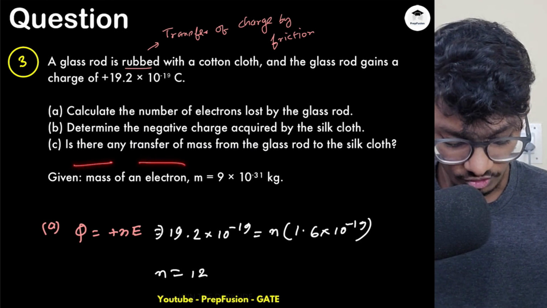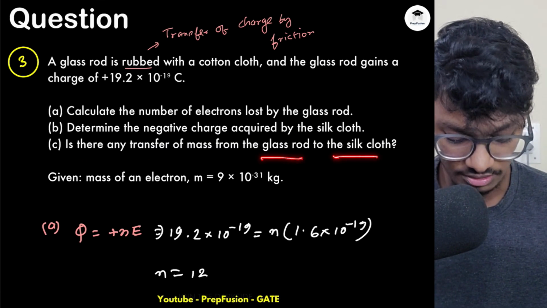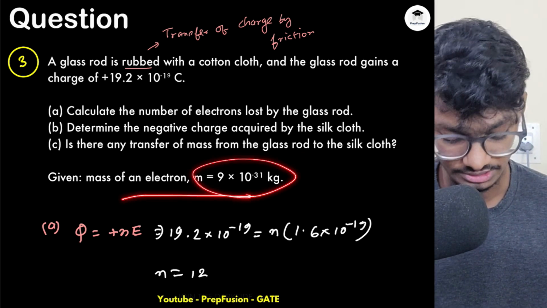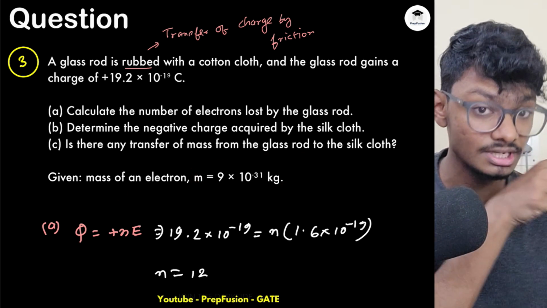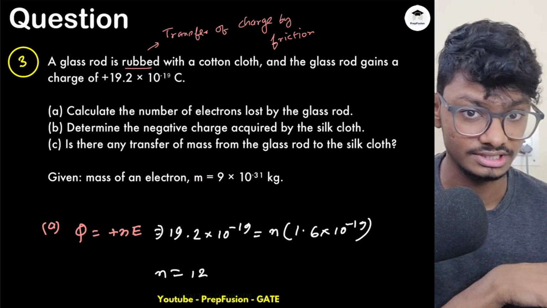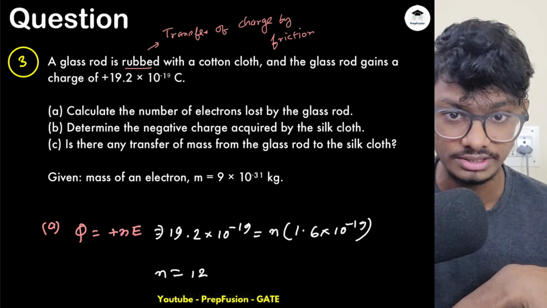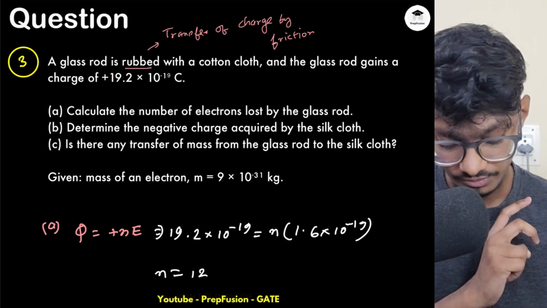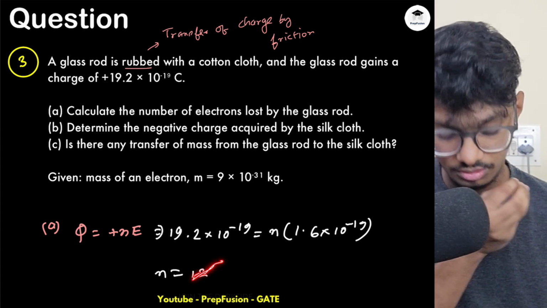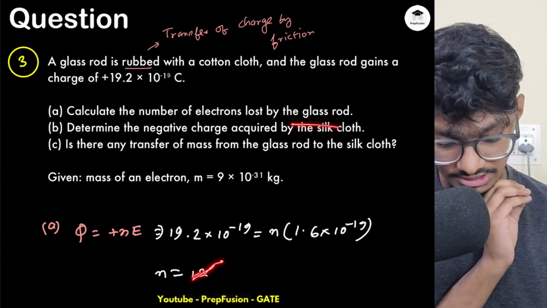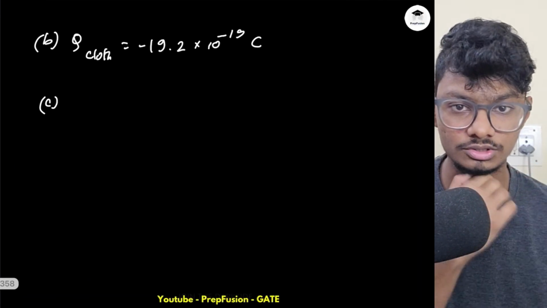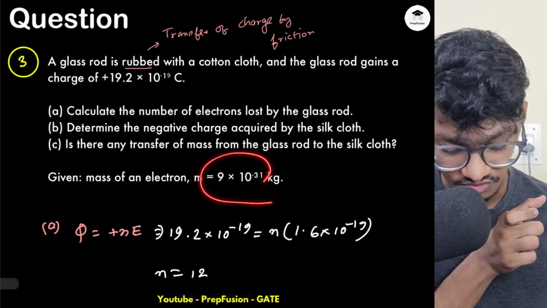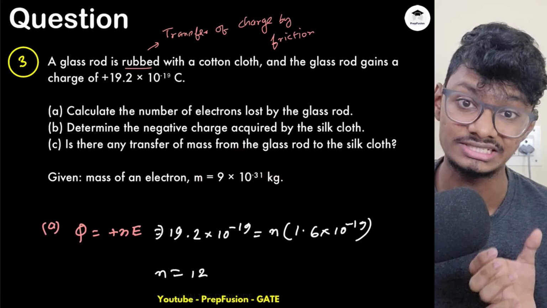Next, is there any transfer of mass from the glass rod to the silk cloth? Given the mass of an electron, there is, right? Because electrons are getting transferred, mass will also get transferred. As charge is always with mass, electrons are getting transferred. The number of electrons being transferred from this glass rod to the silk cloth, multiplied by the mass of each electron, will be the transfer of mass.